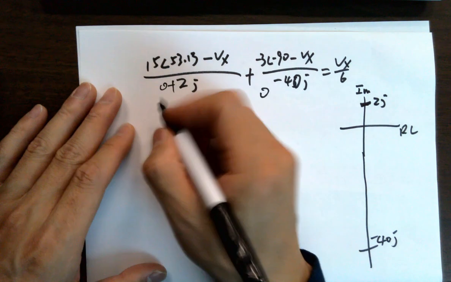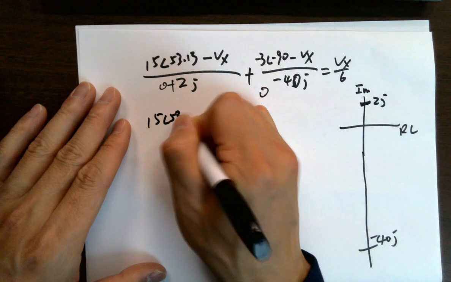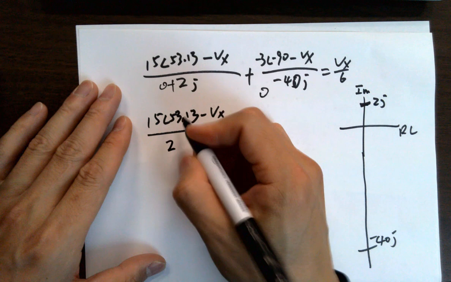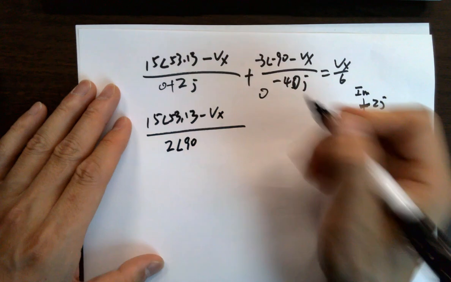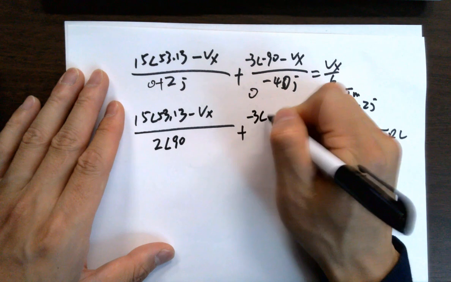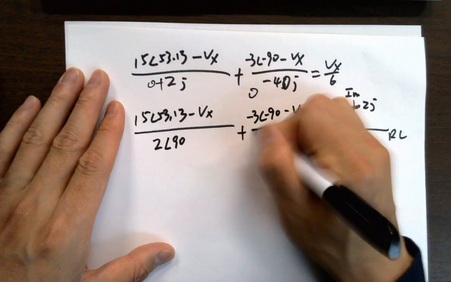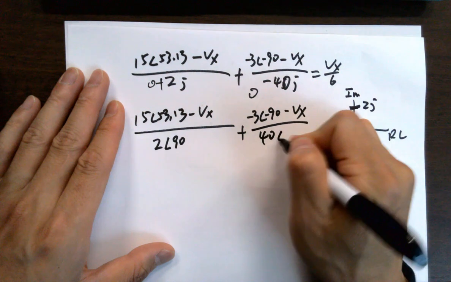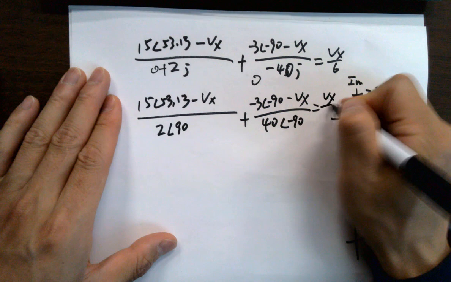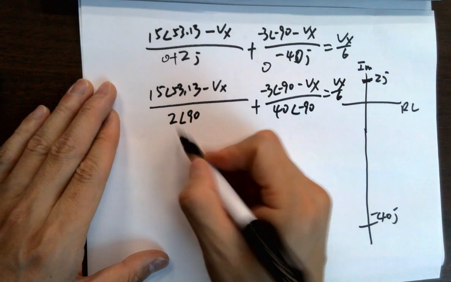So basically this becomes 53.13 minus Vx over what? To what? 90, plus minus 3 minus 90, minus Vx over what? 40 times what? Minus 90, equals Vx over 6, right? And then you can do this.